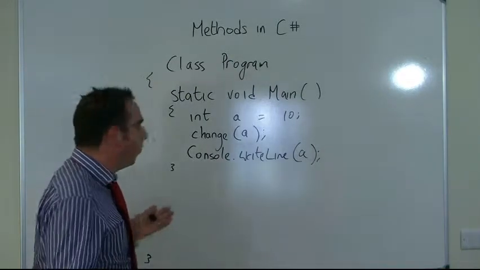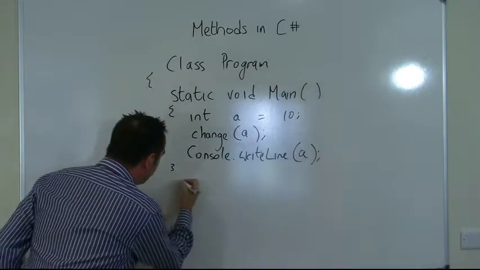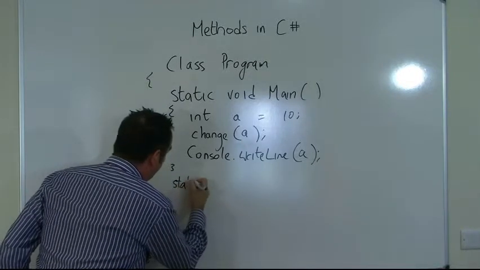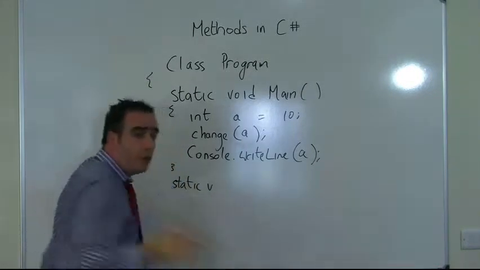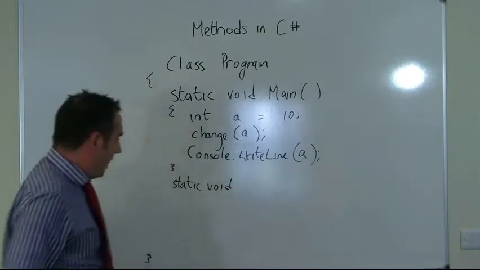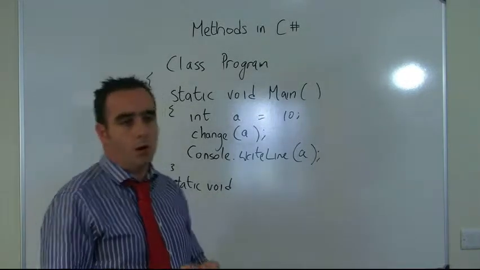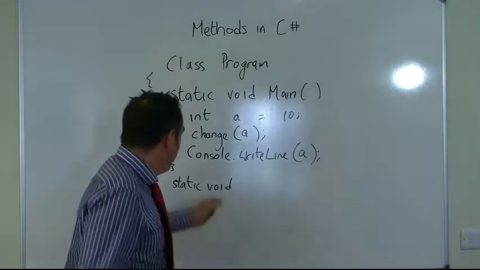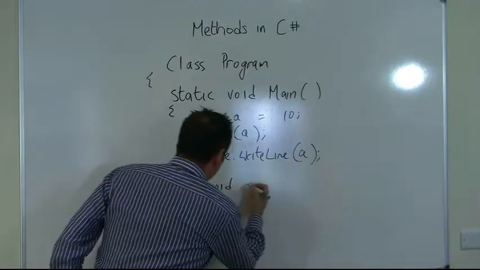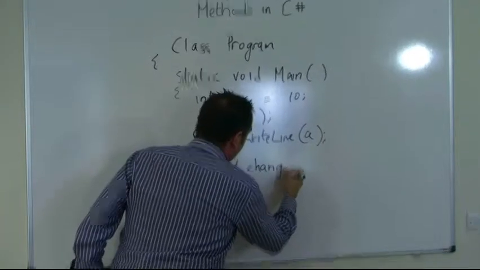And what does our change method do? All it does is change the value that is stored in A. So let's do that now, and we will do a static, and we're not going to return a value. That's another thing we need to talk about when we're talking about methods: you can return a value from a method. In this instance, for now, we're not going to be returning a value. Therefore, I'm going to use the void keyword, and we've all seen that. So static void, and we're going to call this method change, as we've already called it.